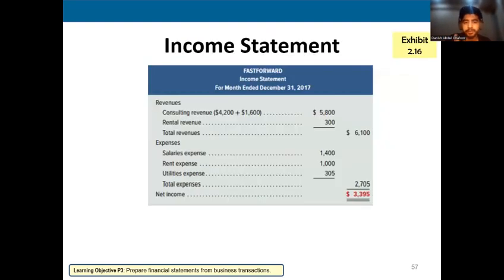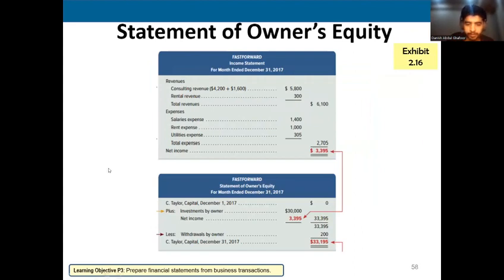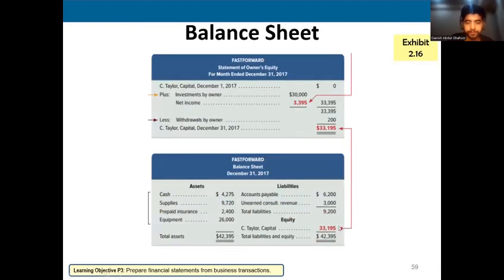So this is the income statement: revenues minus expenses, net income. From here, the net income figure goes to the statement of owner's equity. Total capital invested zero. Investment by owner 30,000. Net income, which came from here, is part of owner's equity, 3,395. Total is 33,395 less withdrawals by owner. So this 33,195 will go to the balance sheet as the amount of owner's equity. Here you can see the balance sheet: assets, liabilities, equity, and this came from the statement of owner's equity. This is how the statements are related.